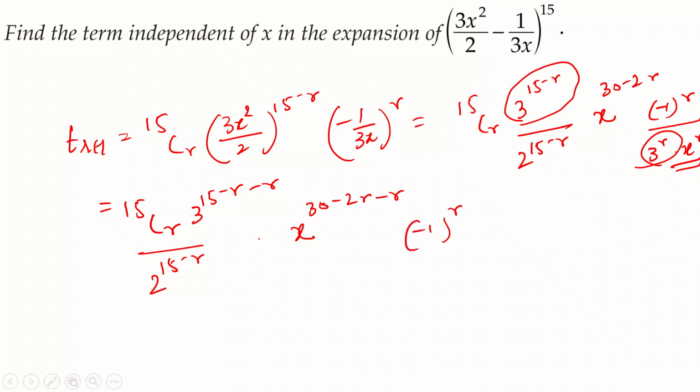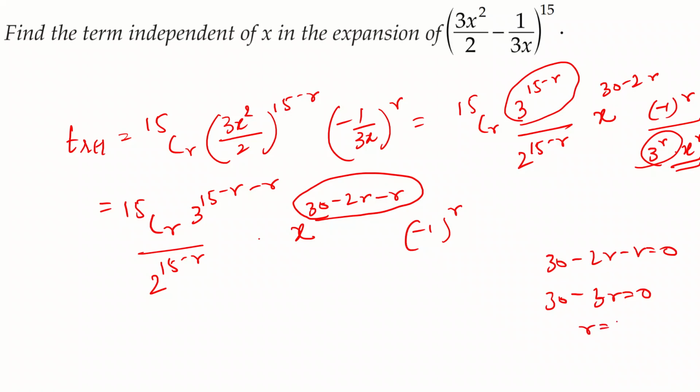So I have all the things separated, and I have x to the power of something. So I want it to be 0, because I don't want x in this term. They're saying that find out that term which doesn't have x in it. That means this power should be equal to 0. So let's find out for what value of r I'm having this power to be 0. So it's 30 minus 2r minus r is equal to 0. So it's 30 minus 3r is equal to 0. So r is equal to 10. So that means my 11th term is independent of x.